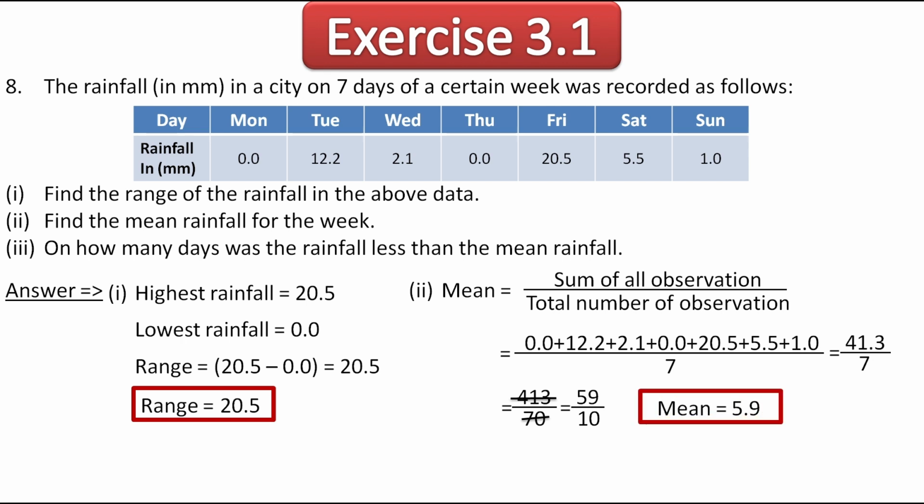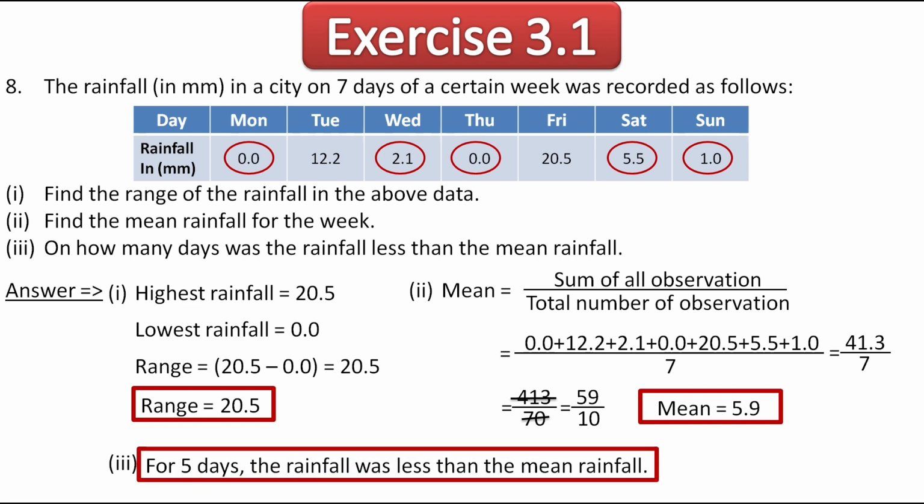So the mean is 5.9. Now they are asking on how many days the rainfall was less than the mean rainfall. Mean rainfall is 5.9. Now we have to check which numbers are less than 5.9, that is 0.0, 2.1, 0.0, 5.5 and 1.0. So for 5 days the rainfall was less than the mean rainfall. Okay. Now let's move to the next question, that is the 9th one.